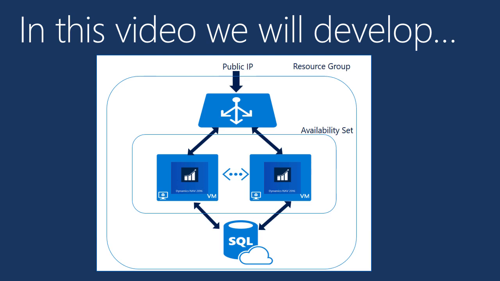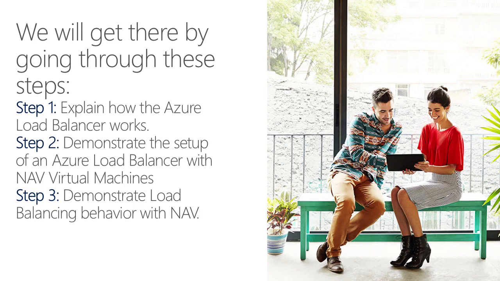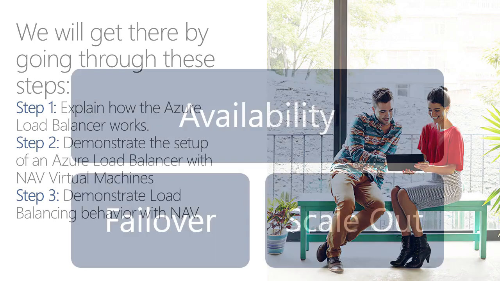The following figure shows a load-balanced endpoint for web traffic. That's the public IP address. The endpoint is being shared by two virtual machines that are part of an availability set. Each machine is running the NAV web client and the NAV server, and the NAV servers are connected to the same Azure SQL database, as I demonstrated in my previous How Do I video. Here are the steps we're going to go through today to explain how this works.